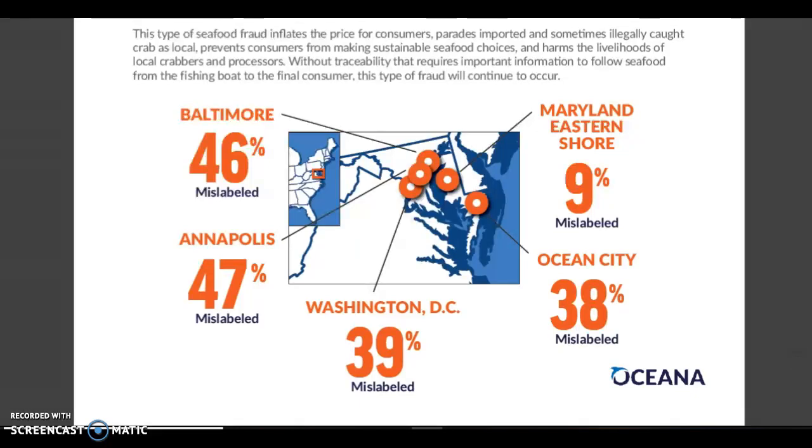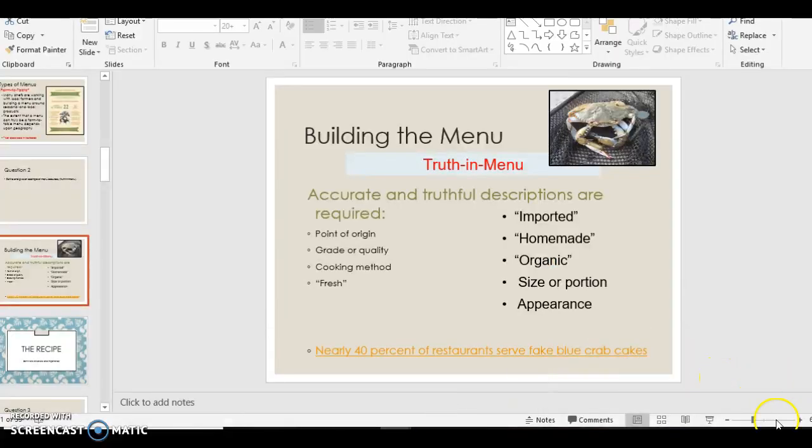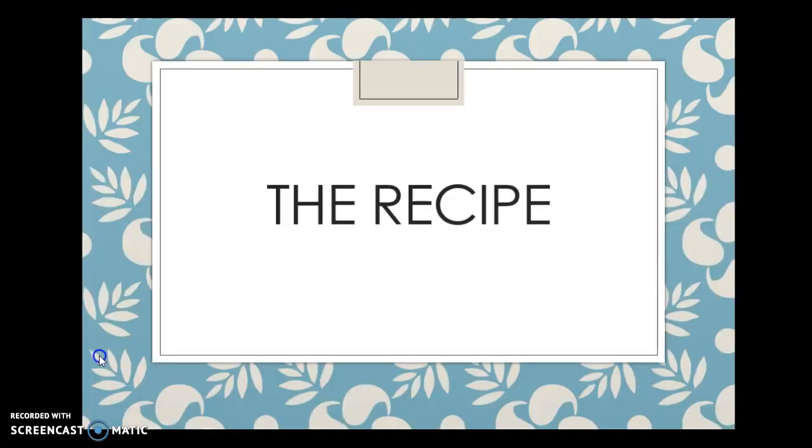The most shocking ones, I guess, are Baltimore and Annapolis. So 46% of restaurants that were claiming to have Maryland crab cakes in Baltimore and 47% in Annapolis actually were not from Maryland. Now, where were they from? They were from China, they were from Mexico, they were from all different places. And how Oceana found this out is they actually did DNA tests of the specific crabs to find out where they came from. So as you can see, not everything is as it seems, and absolutely restaurants are not always truthful. So you can't always trust everything that you see.